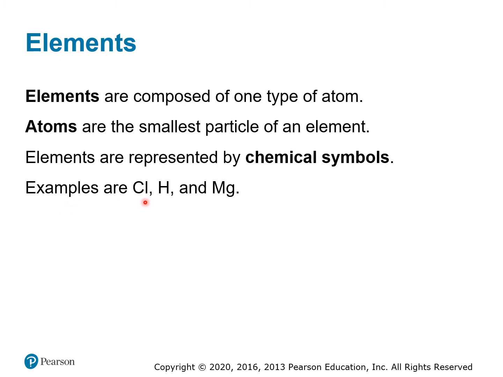So examples are Cl, which is the symbol for chlorine element. H is a symbol for hydrogen. Mg is a symbol for magnesium. Similarly, O is a symbol for oxygen, N is a symbol of nitrogen. So these are some of the elements.